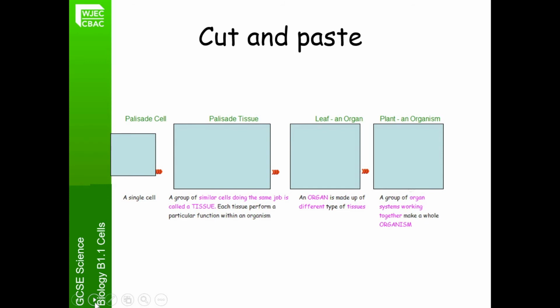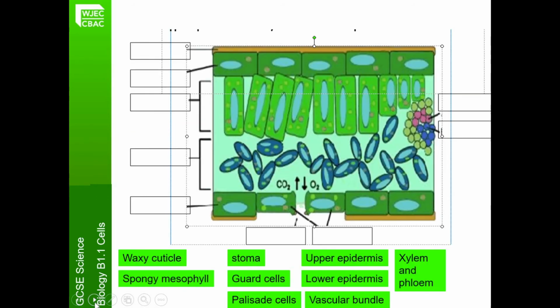So similar to what you've just done with the animal cut and paste, you have a plant cut and paste, hopefully at the back of your booklet, to cut out a single palisade cell, then to join it to make palisade tissue. This is found in the leaf, which is our organ, and the organ makes up the whole organism and the organ system, okay, in the plant.